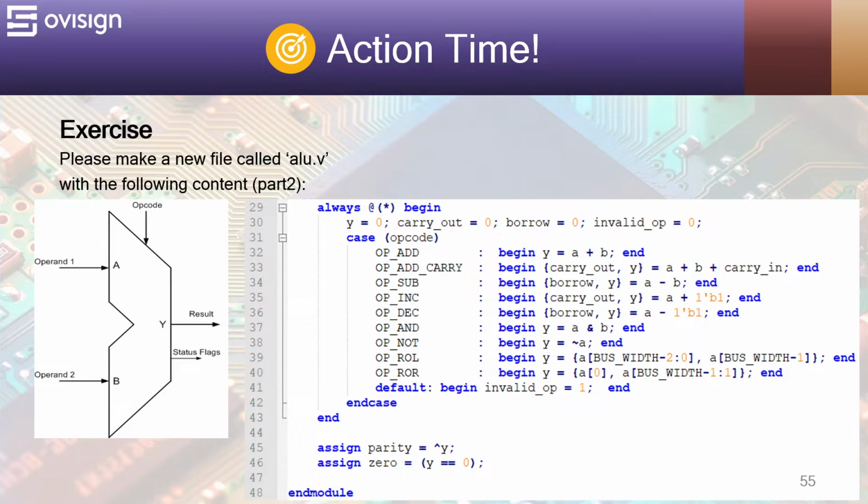At line 45, we calculate the parity. If the result y has an even number of 1s, then this flag will be 0, otherwise it will be 1. Parity bits are widely used in data transmission and in telecommunications.